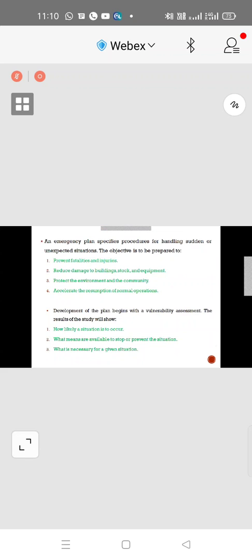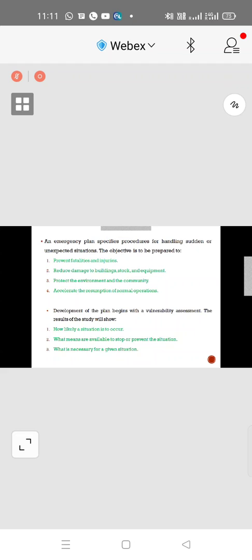An emergency plan specifies procedures for handling sudden or unexpected situations. The objective is to prepare to prevent fatalities and injuries. In what way can it be prevented? Reduce damage to buildings, stock and equipment, protect the environment and the community, so that the environment and community will be well secured and safe. Accelerate the resumption of normal operations, so how to bring things back to normalcy.